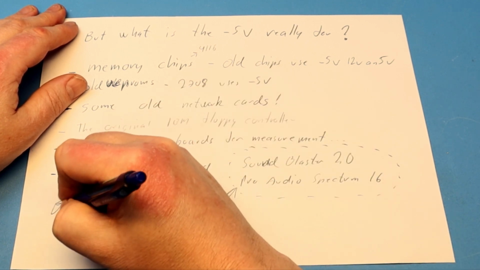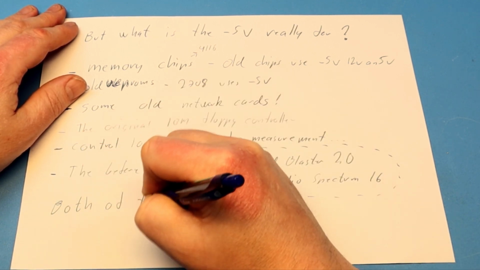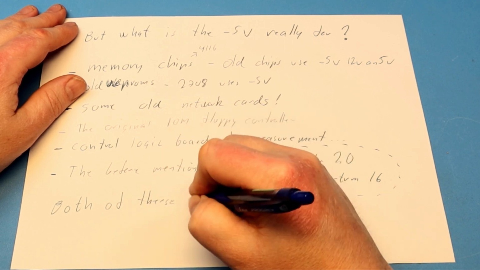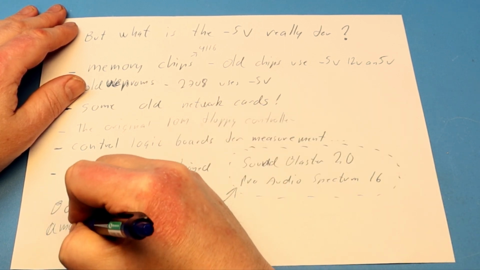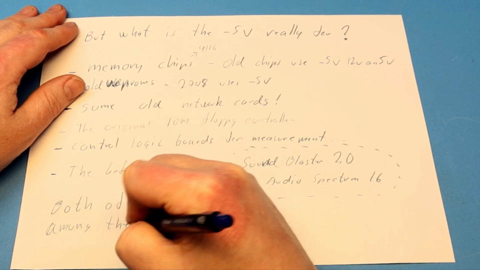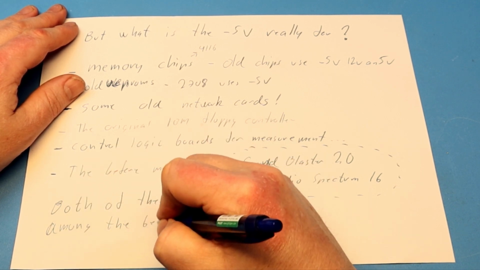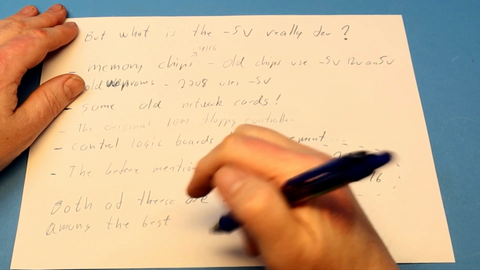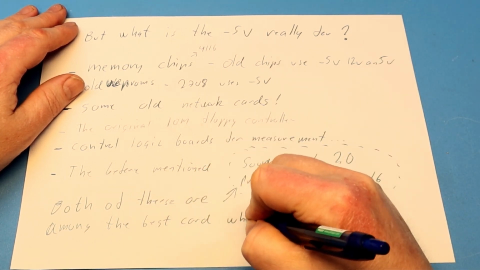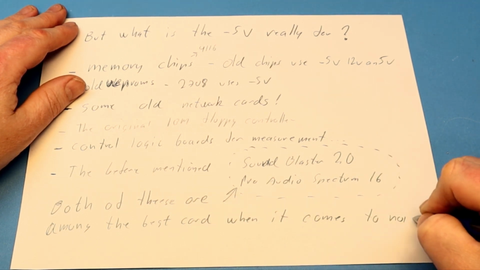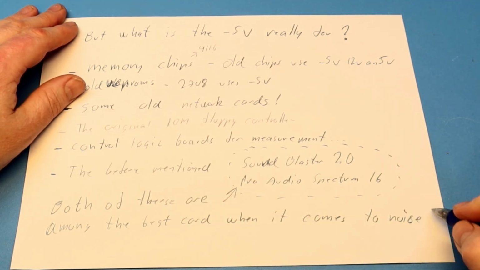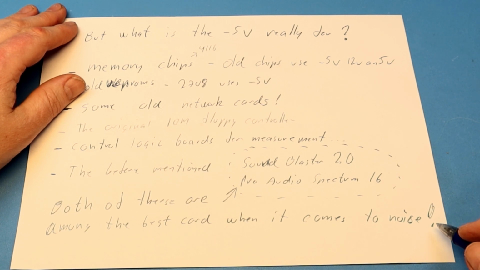And the Sound Blaster 2.0 and the Pro Audio Spectrum were among the best cards when it came to signal to noise ratio and noise introduced into the sound in the cards. And as we have seen, that is not a coincidence. The superior circuit that you could have by tapping into the -5 volt probably made a difference.